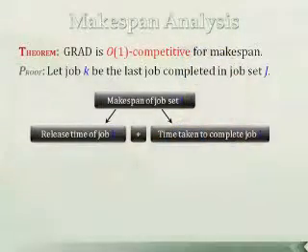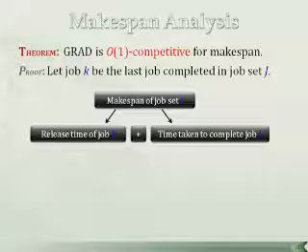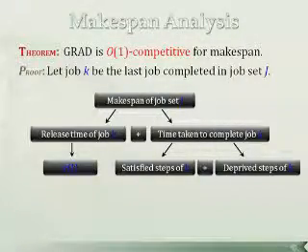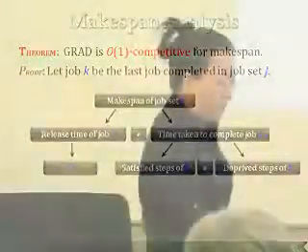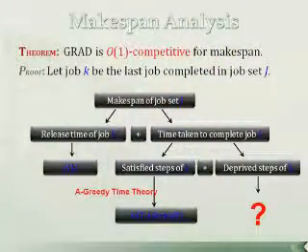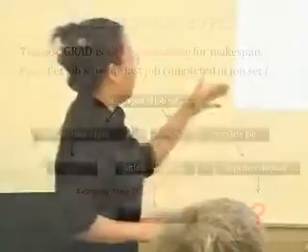Okay, now let's go for the makespan analysis. Let's assume that job K is the last job to complete in the job set. Then the makespan of the job set is really the release time of job K plus the time taken to complete job K. We know the release time of job K, and the time taken to complete job K is the total number of satisfied steps plus the total number of deprived steps. What is the total number of satisfied steps here? We showed that in the A-greedy time theorem.